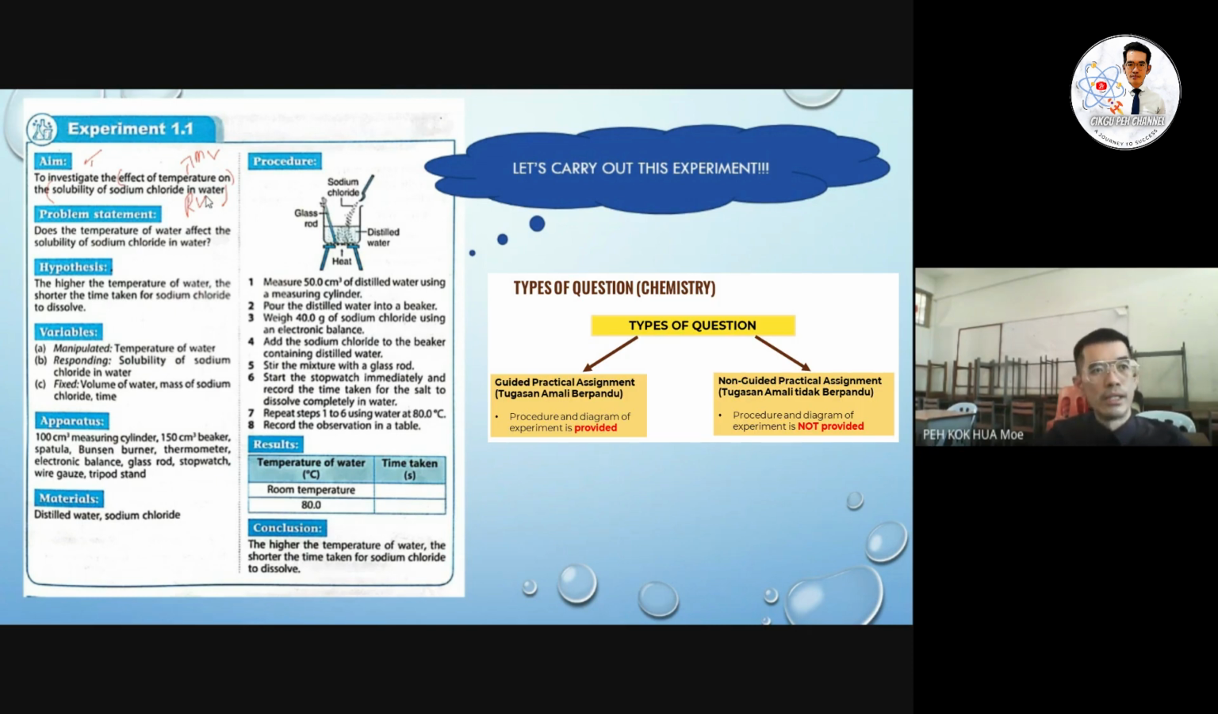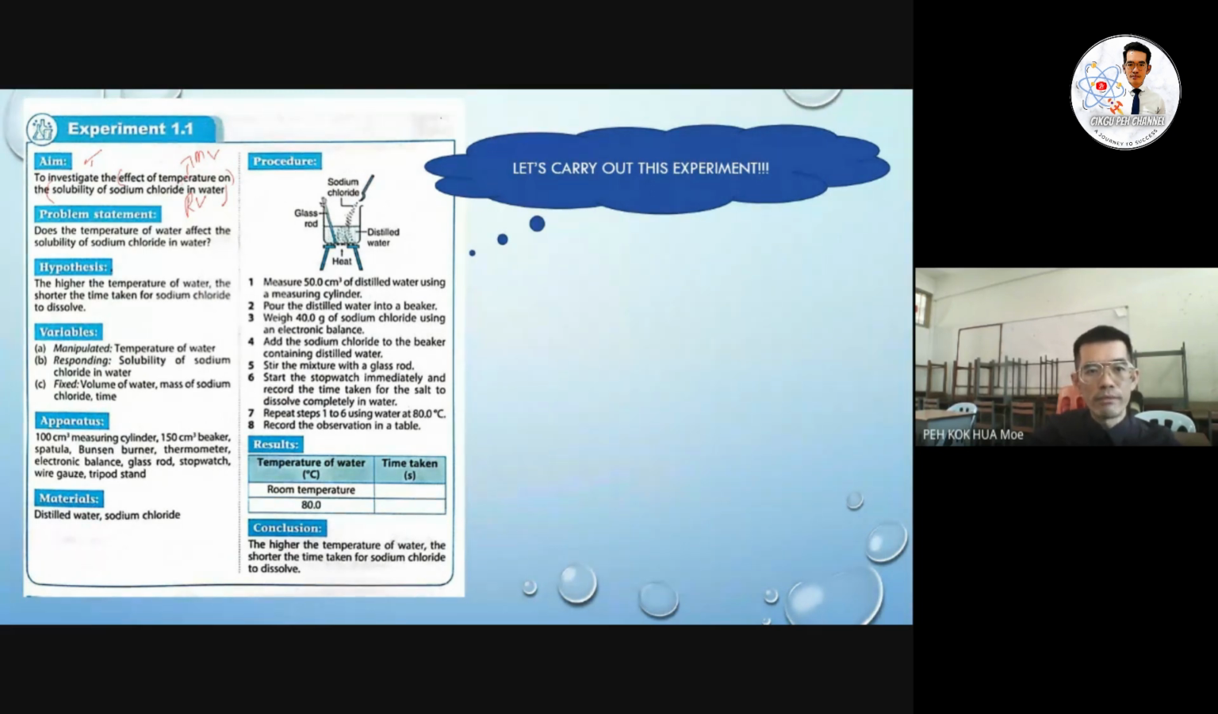One will be the question where the procedure and the diagram are given. Okay, so this is a guided type of question, so it will be quite easy for you. If the question is the non-guided practical type, that means the question will not give you the procedure and the diagram. Okay, so you must plan your experiment according to the aim. Normally the question will give you the aim. So from here we can know that for the effect of temperature, we need to take different readings, to see how the temperature affects the solubility.